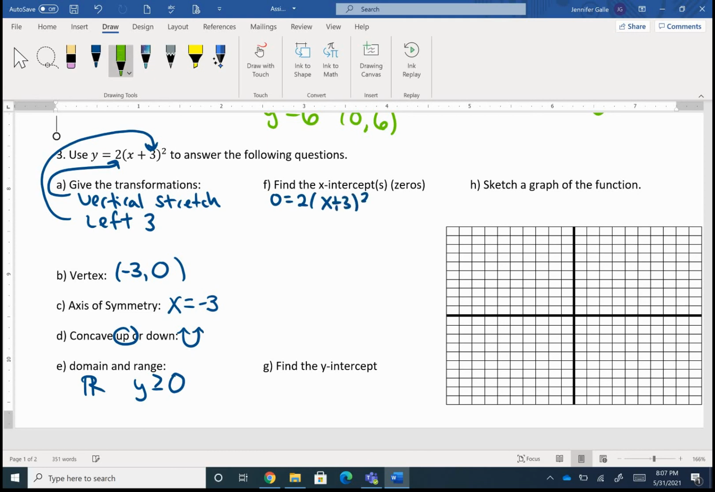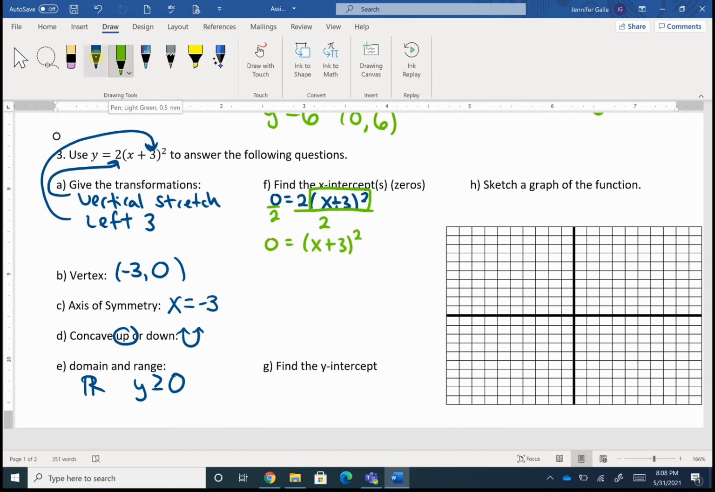Now this time I don't have anything to add or subtract. The only thing I have to worry about is the 2 that's out front. Remember, we cannot distribute because of the exponent outside our parentheses. So distributing would mean we'd multiply by 2. We can't multiply, so to undo that, we divide both sides by 2. 0 divided by 2, if you need to, double check it in your calculator. It does equal 0. And then I have x plus 3 squared.